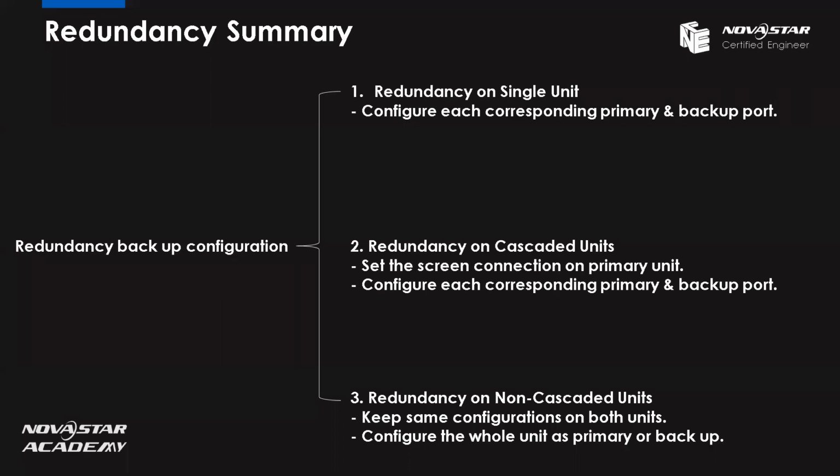And the third way is the redundancy on non-cascaded units. So we have to keep the same configurations on these 2 units. I showed you how to save as a file and load the file to easily do the same configuration. Also, you can redo it by yourself manually. And after that, we configure the whole unit to work as a primary or the backup in the redundancy area.